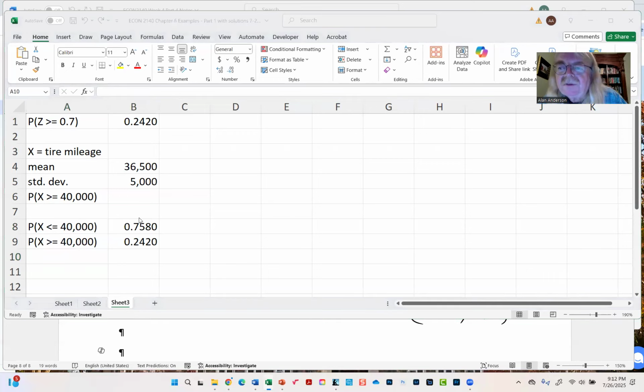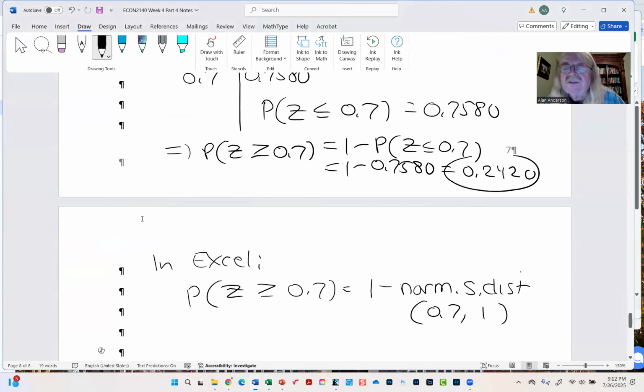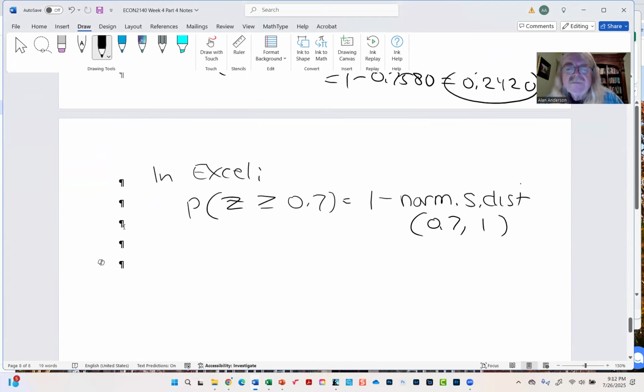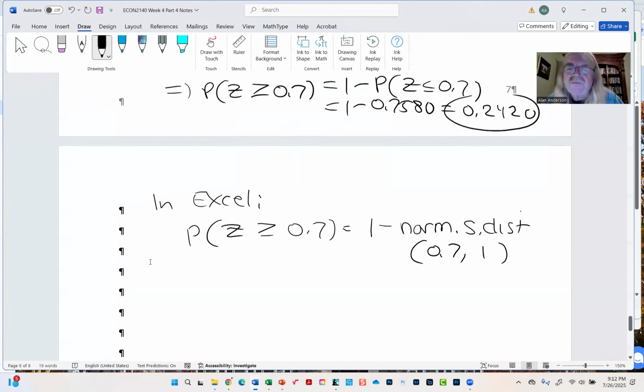So if you're using tables, which is what was done before Excel and calculators came along, you have to convert to the standard normal because that's the only table we have. But for any other situation, we can just do it directly, as I just showed you. So the tables are not very important anymore, but you can still use them if you want to.